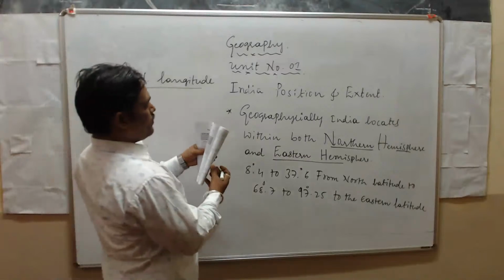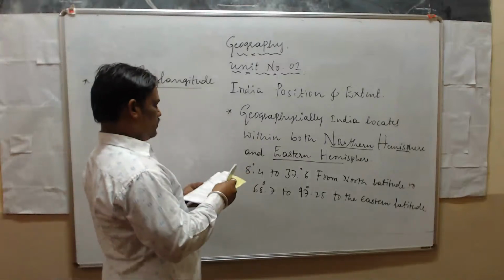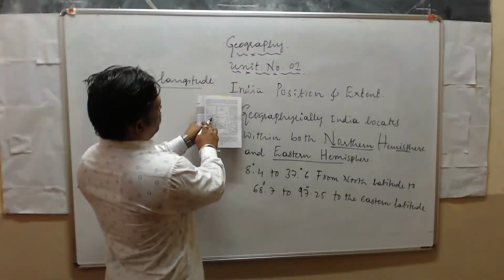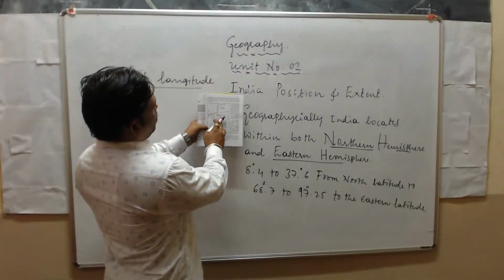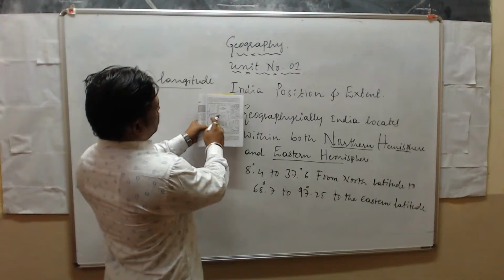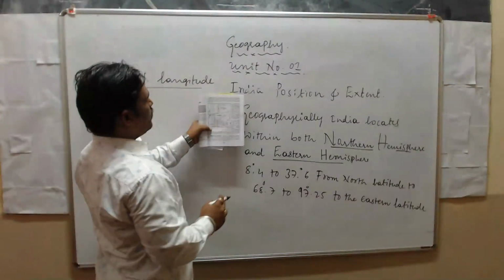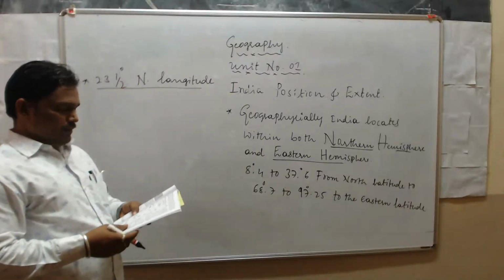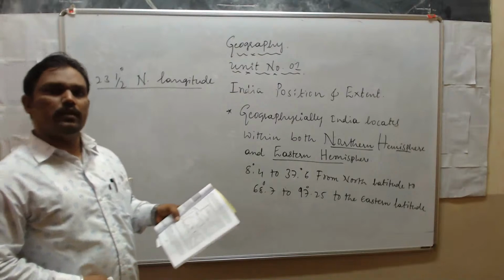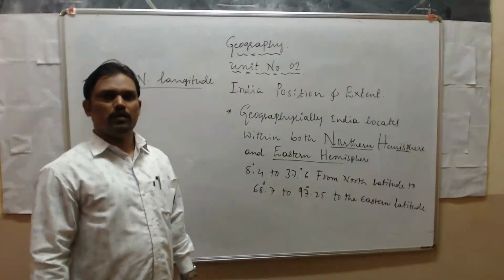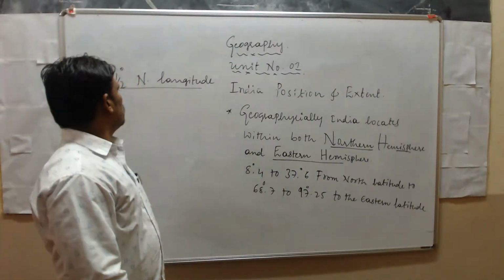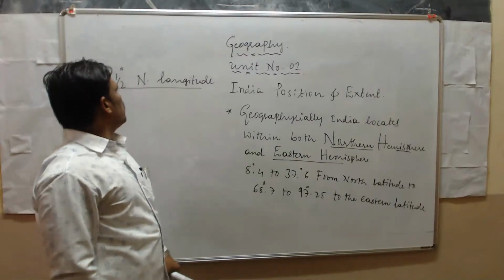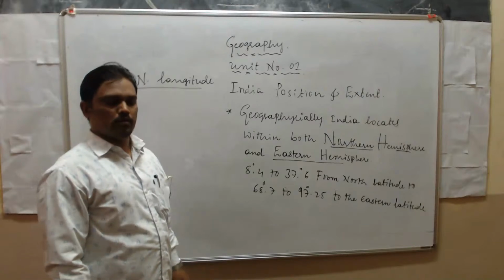It means from the middle point, see this Tropic of Cancer line, which passes through the middle of India from this point to this. That is the central meridian of India. A question may come like this: which is the central meridian of India? 23.5 degrees northern latitude.